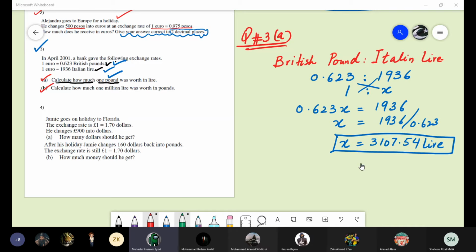B part: calculate how much 1 million lira was worth in pounds. It is the same thing, the answer is the same. Yes, ma'am, we will multiply this by it.